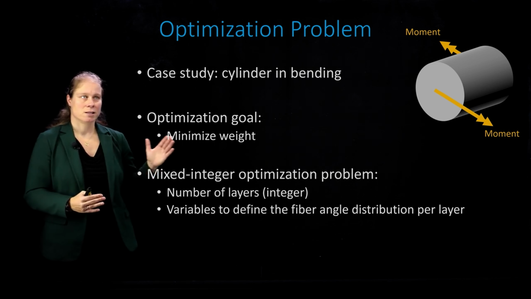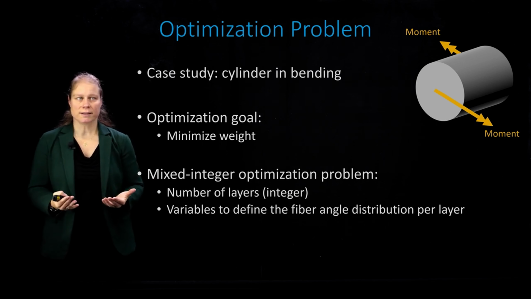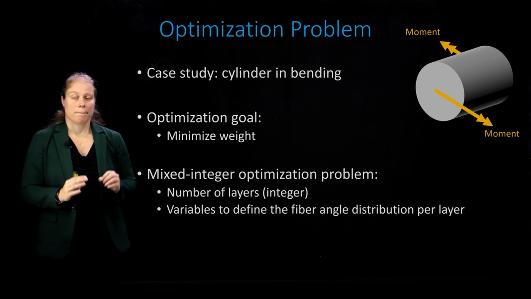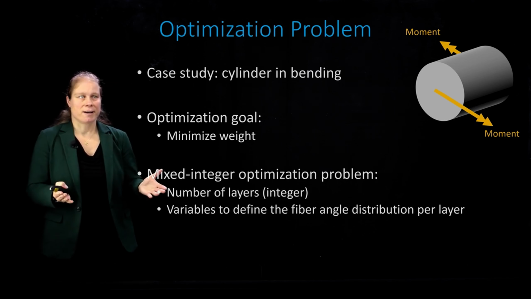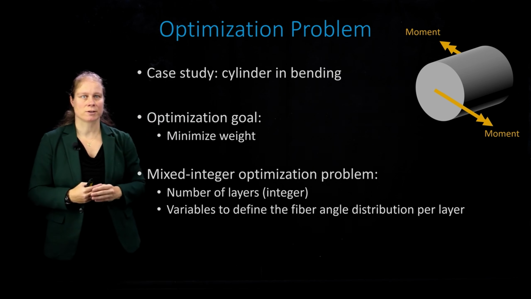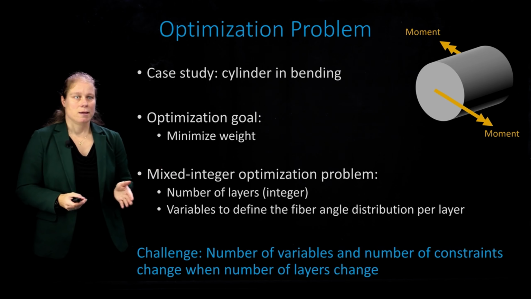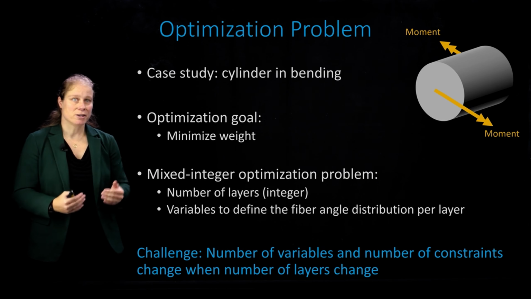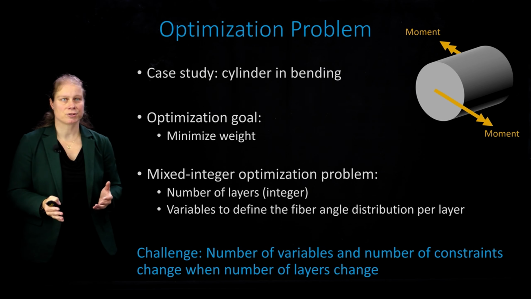Now, in this case, the assumption was that we have the same number of layers everywhere. So the only way to reduce weight is to change the number of layers or reduce the number of layers. But if each layer can be steered, then we have an additional set of variables for each of the layers to define what this machine has to do and what kind of fiber angles you get out. Now, here comes the first problem. If I change the number of layers, I will also change the number of variables that I need during my optimization. This is called mixed integer optimization.